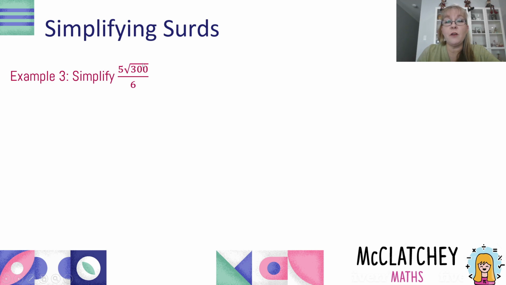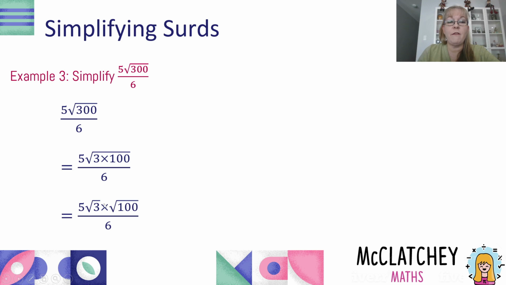What I've also got here though is I want to focus on this surd part first. And it's a big number, so I need to remember it's made up of 3 times 100. So I can simply write 5, and then I've got my square root sign, 3 times 100 all over 6. And now I'm going to break out this surd here into 2 separate surds. So I've got 5 root 3 times the square root of 100 all over 6. Now I can evaluate this. I know the square root of 100 is 10. So now I've got 5 times 10 root 3 over 6. And 5 times 10 is 50. So I've got 50 over 6 with the root 3 here as well.